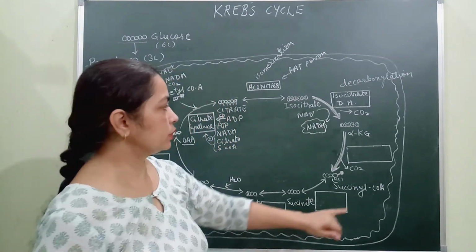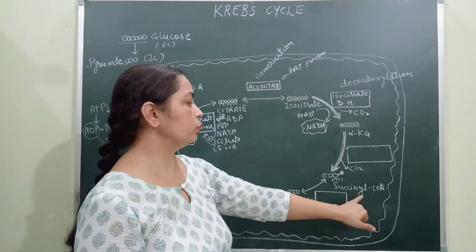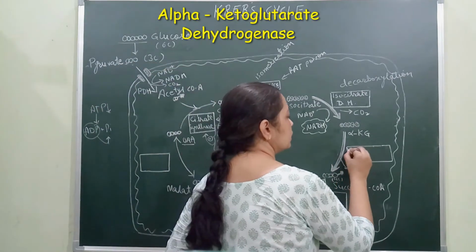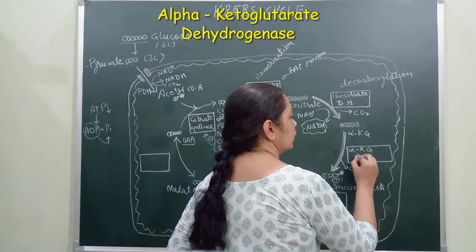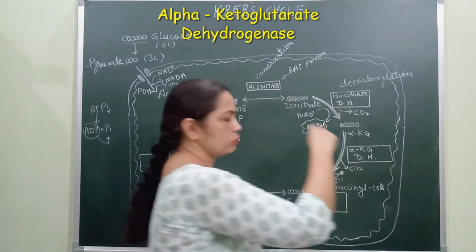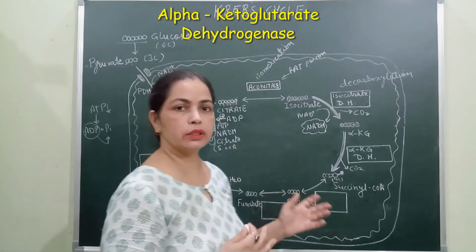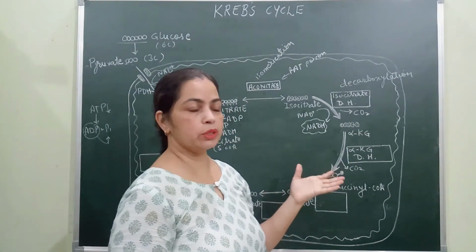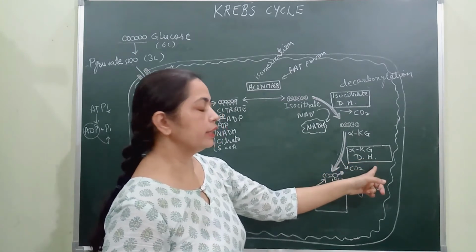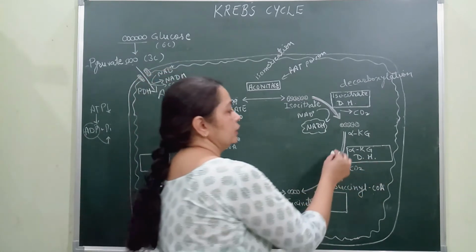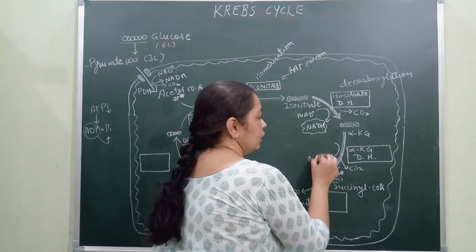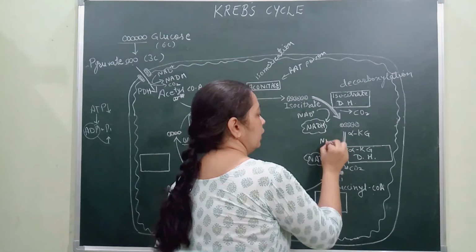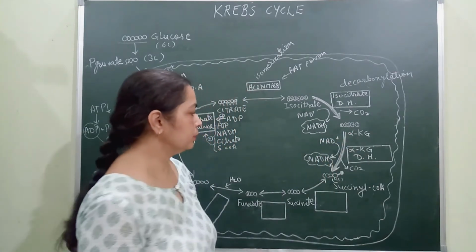Then the next step is conversion of alpha-ketoglutarate to succinyl coenzyme A. Now this step is catalyzed by the enzyme alpha-ketoglutarate dehydrogenase. It is quite similar to the name of the substrate, so I think it will be easy to recall, and we have already seen how to recollect the name of substrates. Again there is dehydrogenase, it means there will be NADH, some energy is going to be produced in this step again, and NAD plus will be utilized.